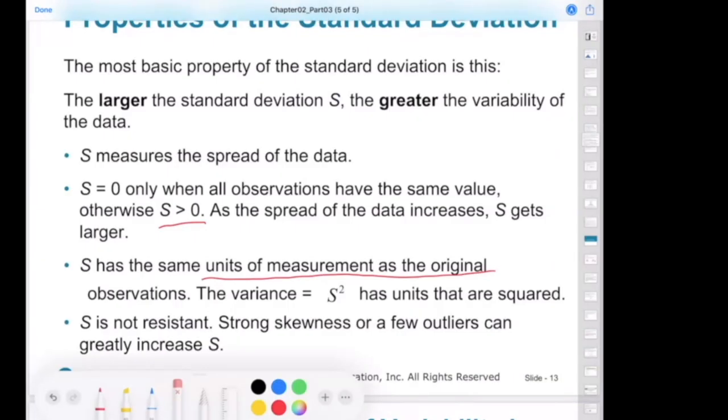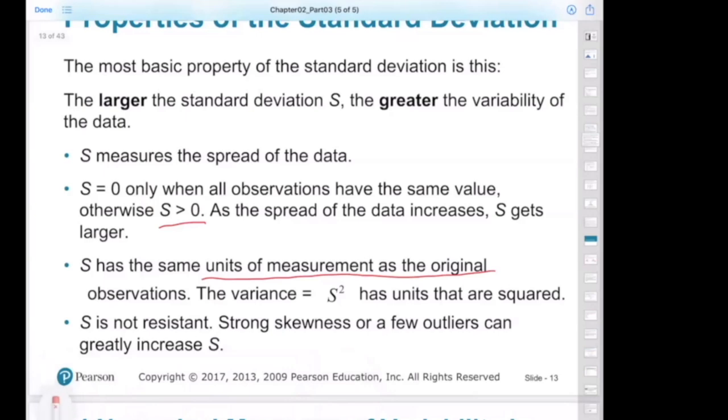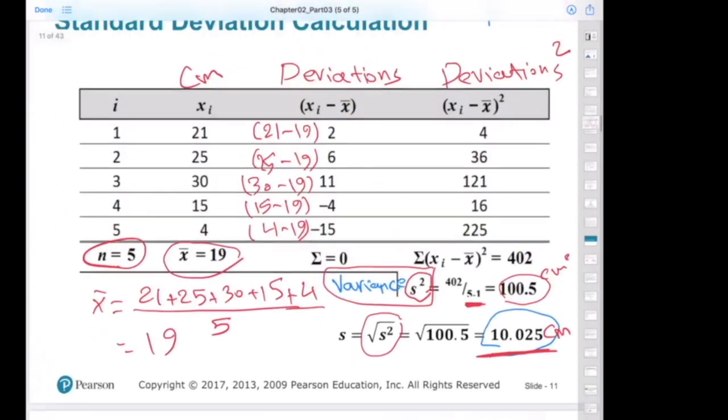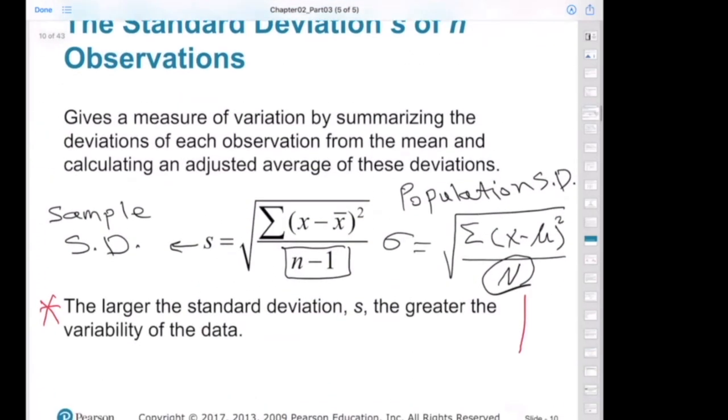Okay, let me help you to answer this question. Why? I will return to here. Look at the equation here.